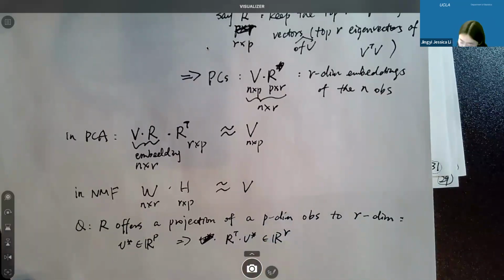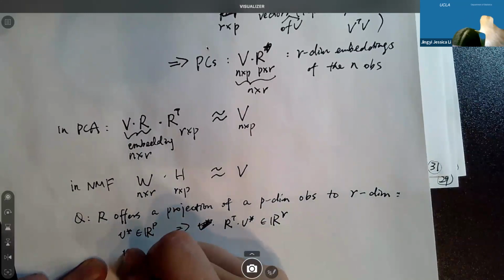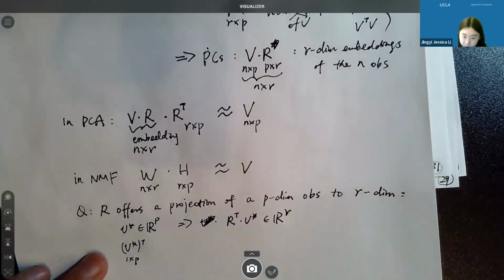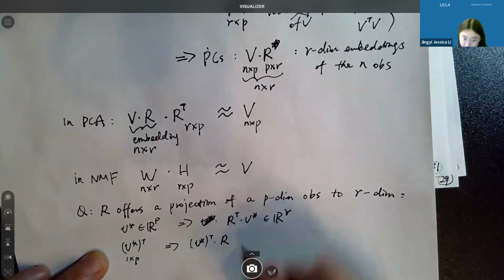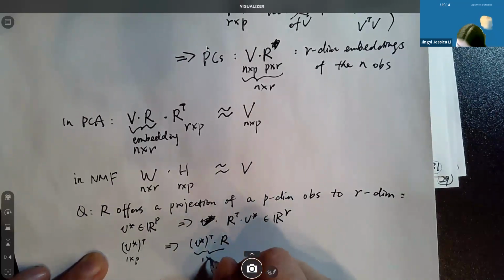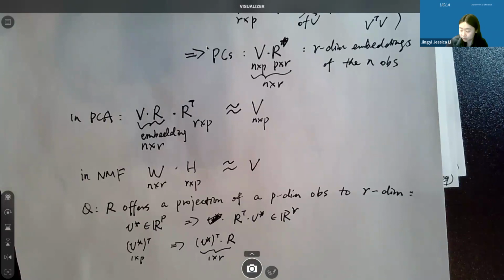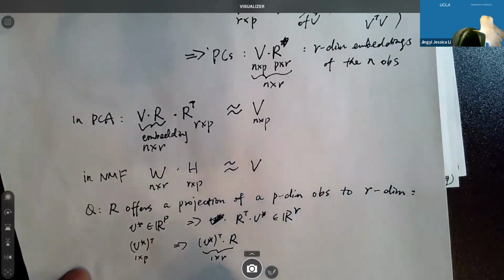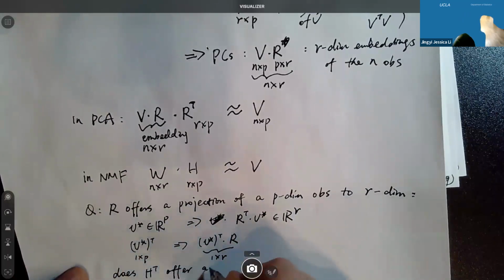Or if you put V star as a row vector, just like a row in V, V star transpose is 1 by P. Then you could do V star transpose times R, and this will give you a 1 by R row vector. So either way you could do it. So this R offers a projection. But the question is, does H offer a similar projection? Does H transpose offer a projection?